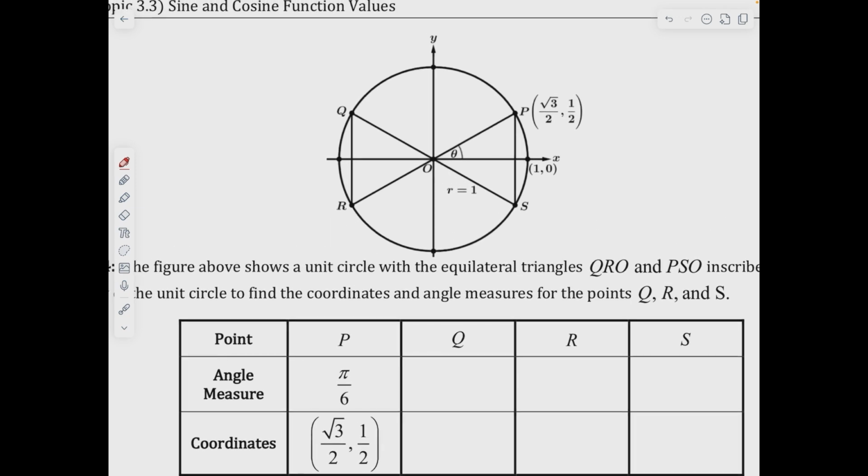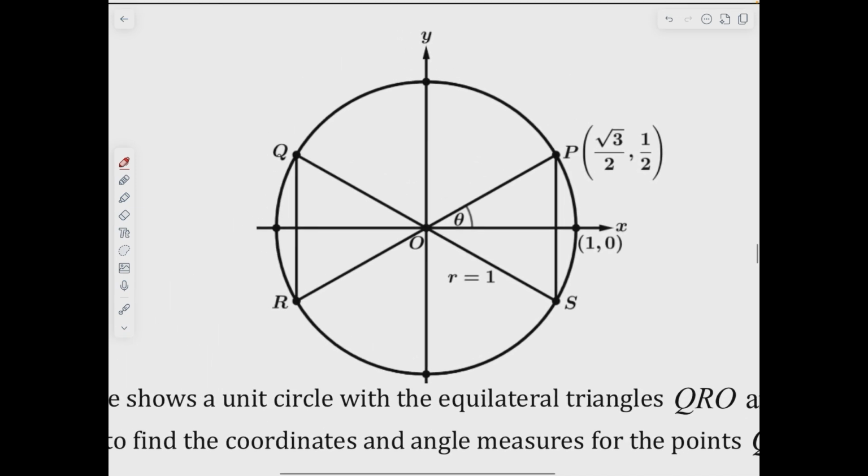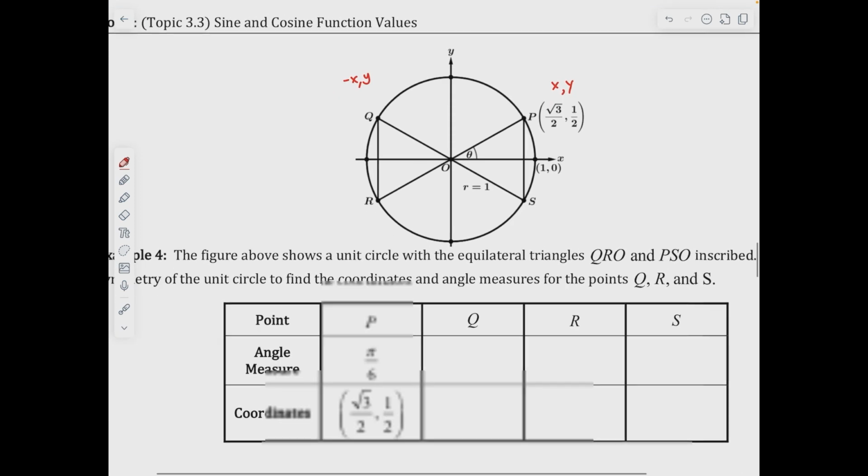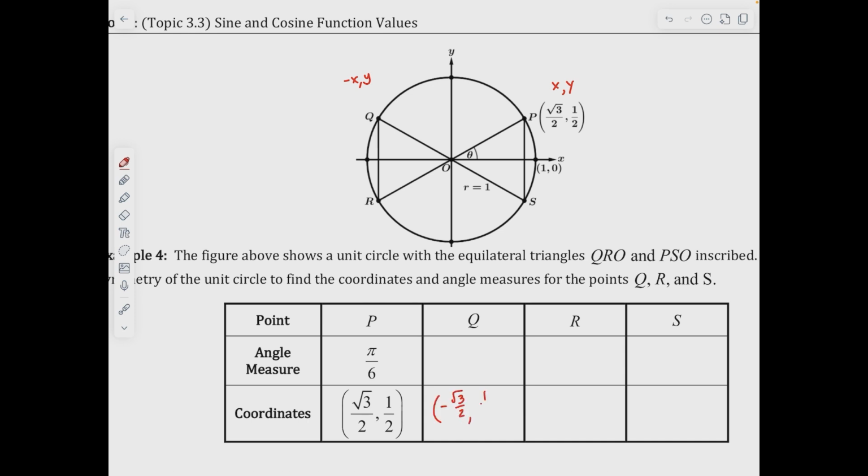Okay, so as far as the coordinates are concerned, if this is X and Y, Q is going to be negative X, positive Y. So Q, my coordinates are going to be negative root 3 over 2, positive 1/2. R is going to be negative X, negative Y. So negative root 3 over 2, negative 1/2. And then S is going to be positive X, negative Y. So we're looking at root 3 over 2, comma, negative 1/2.